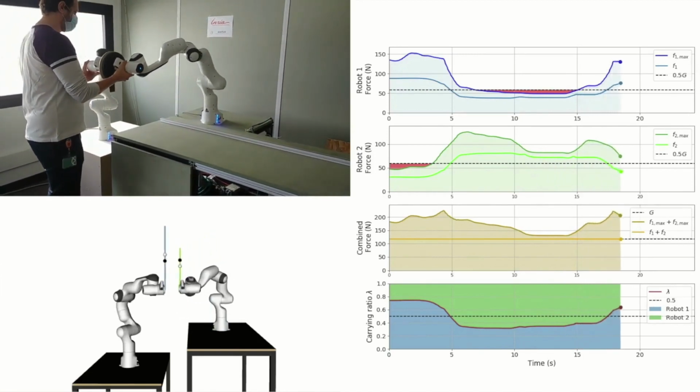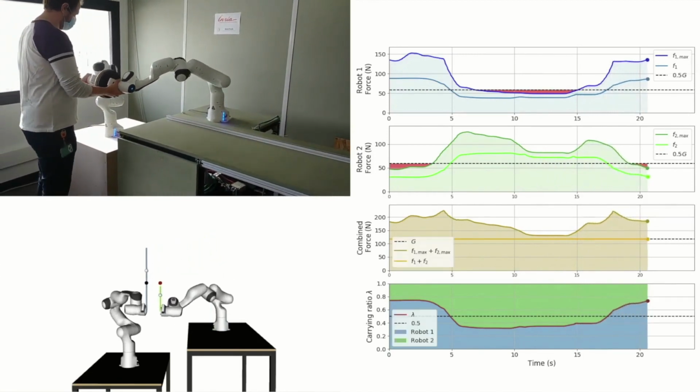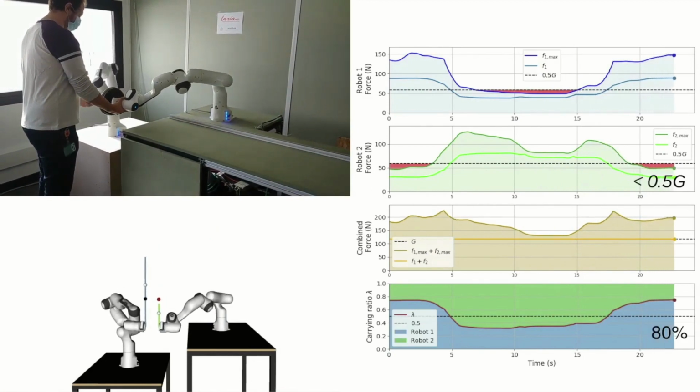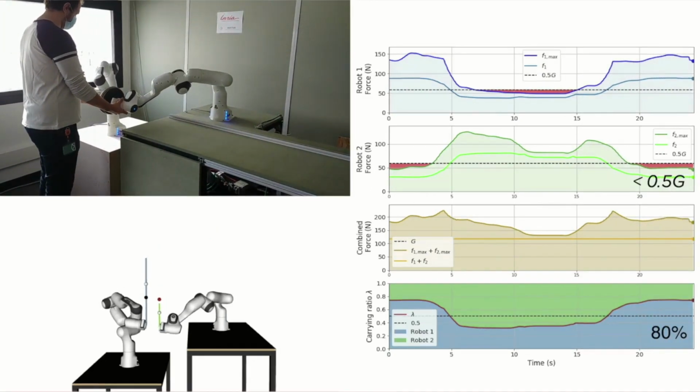Towards the end of the experiment, robot 2 has much lower carrying capacity than robot 1, and in this case robot 1 carries almost 80% of the object's weight. In this experiment, we showed that any constant strategy would lead to failure even though the carrying capacity of the 2 robots exceeds the object's weight during the whole time of the experiment.